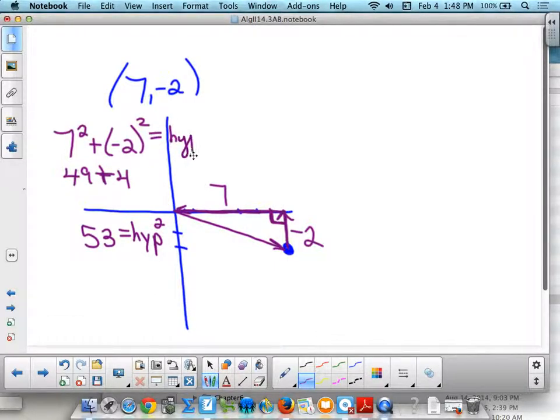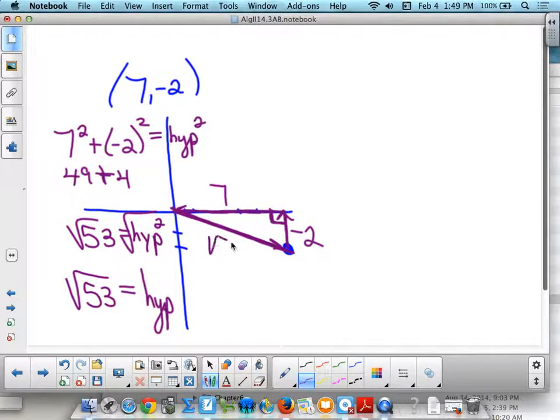You'll take the square root of both sides, and the hypotenuse equals the square root of 53. Can you simplify it? Is there a perfect square that goes into 53? No. 4, no. 9, no. 16, no. 36, no. 25, no. So the distance from the origin to this point is the square root of 53. This creates problems. Students don't like this. This is what happens on the test. They get this funny answer and they don't know what to do.